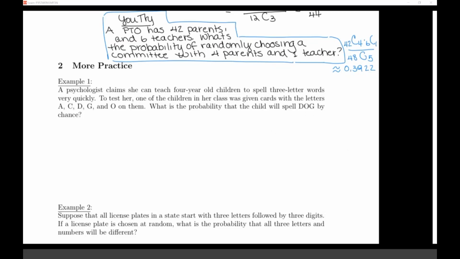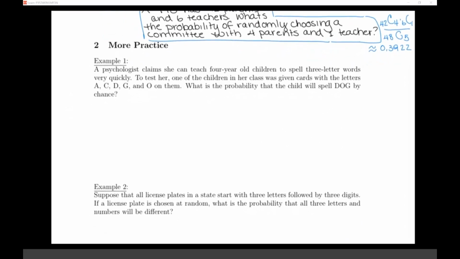So anyway, let's take a look at this example and ask some questions with or without replacement. And how would you decide? What do you think?